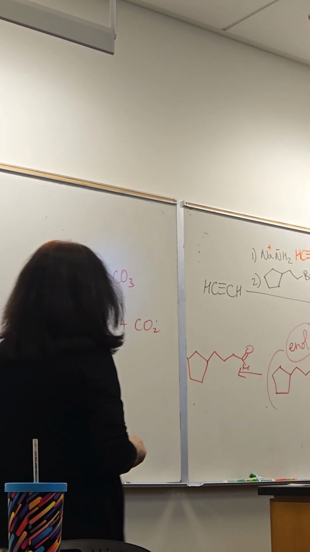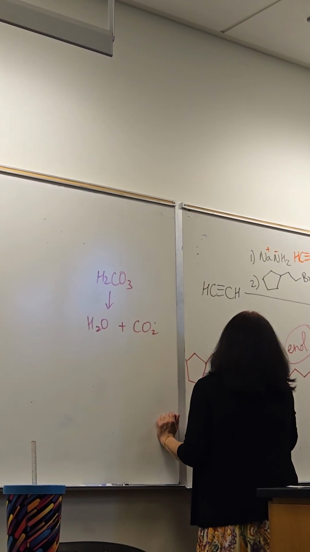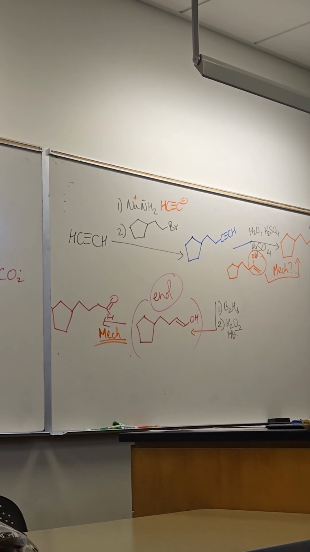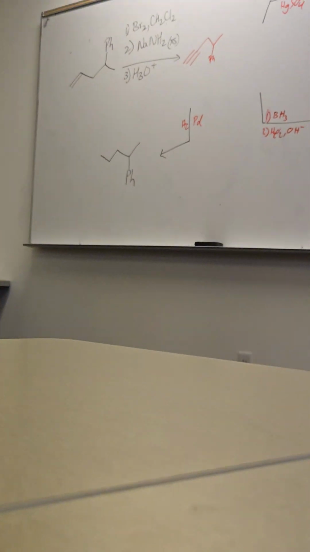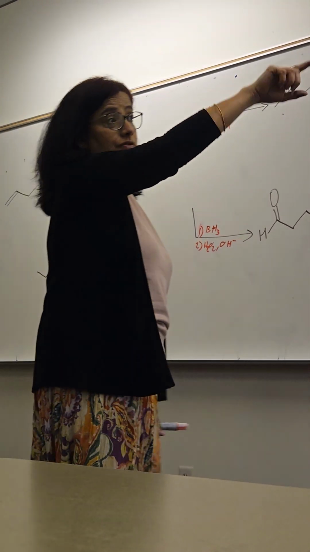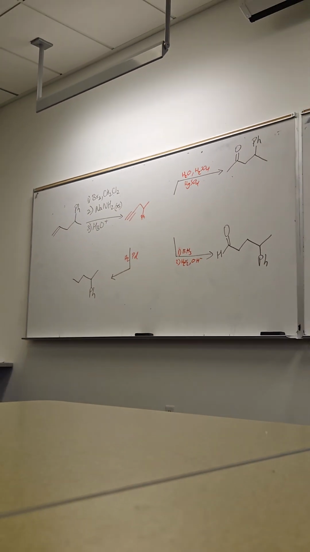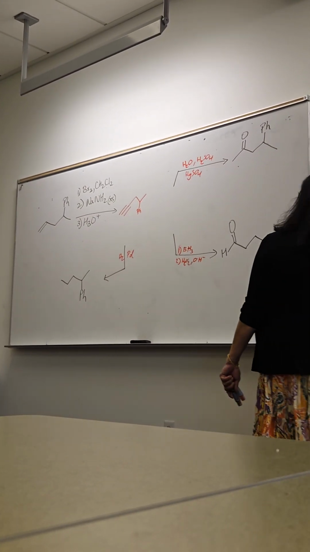The mechanism is just showing how it's resonance stabilized. We just wrote the mechanism of keto-enol tautomerism. If you want me to go over the mechanism, I'll have to do it after class. Please practice that. See if you can write that mechanism. And if you want to go over it again, we can definitely do it after class. But I needed to finish this chapter today.